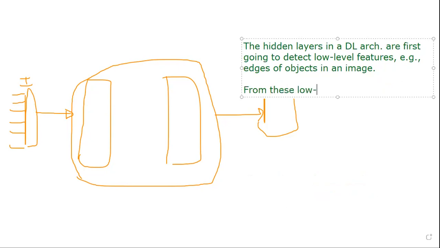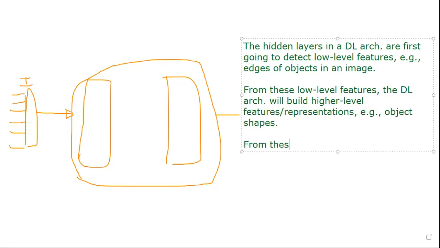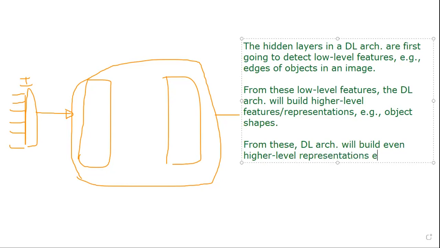From these low level features, the deep learning architecture will build higher level features or representations, for example, object shapes. From these, the deep learning architecture will build even higher level representations, for example, cars, rooms, mountains, etc.